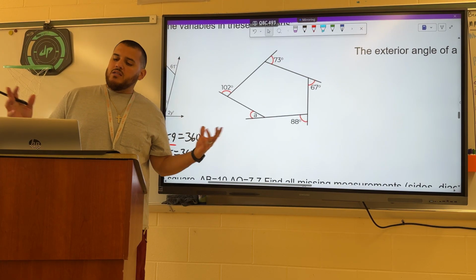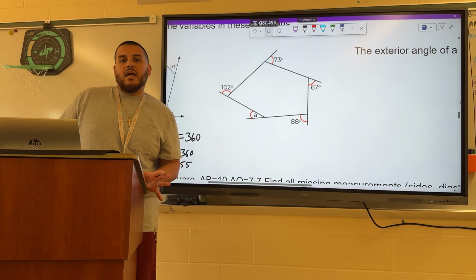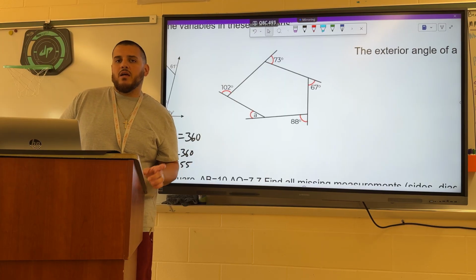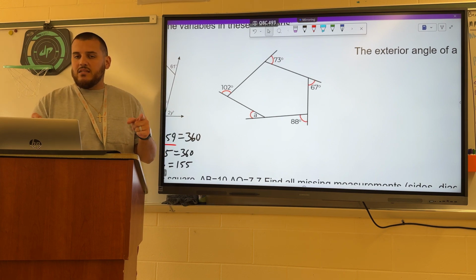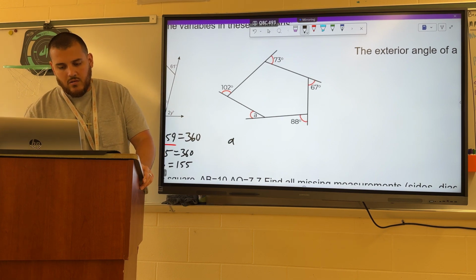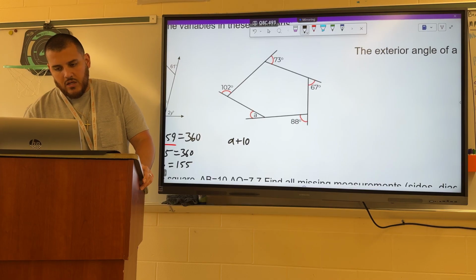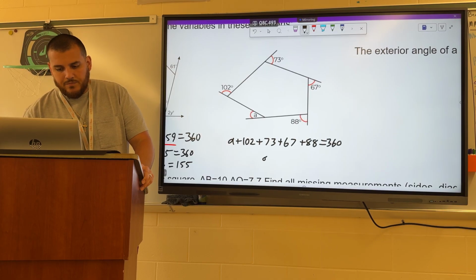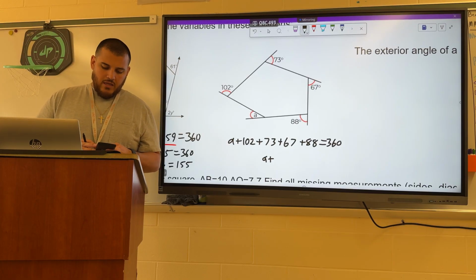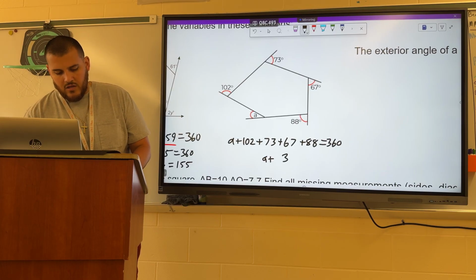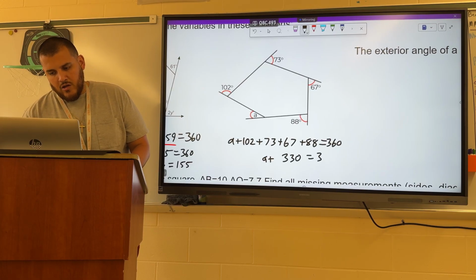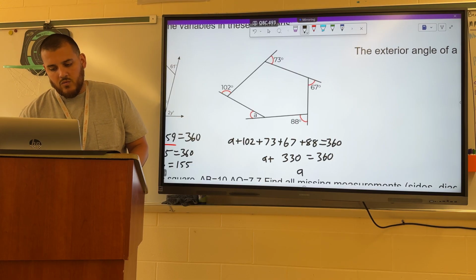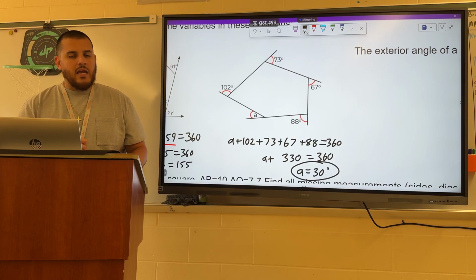In our second example here, it's the same exact thought process. These are exterior angles. Doesn't matter how many sides the shape has. They have to add up to 360 if they are exterior angles. So a plus 102 plus 73 plus 67 plus 88 has to equal 360 degrees. Only one a, we're combining that 102 with the 73 with the 67 with the 88, and that gives us 330 degrees. And if we subtract that 330 from both sides, we'll get 30 degrees for a, the exterior angle for that problem.